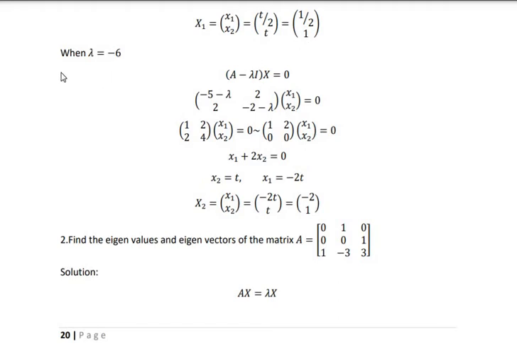Now we can find the eigenvector corresponding to lambda is equal to minus 6. That is (A minus lambda I) into x is equal to 0. So we can write A minus lambda I: minus 5 minus lambda, 2, and 2, minus 2 minus lambda, times x1, x2, equal to 0. We can substitute lambda is equal to minus 6 in this equation. So you will get minus 5 minus minus 6, that is 1. Then 2, then 2, then minus 2 minus minus 6, so minus 2 plus 6, that is 4. That is x1, x2, equal to 0.